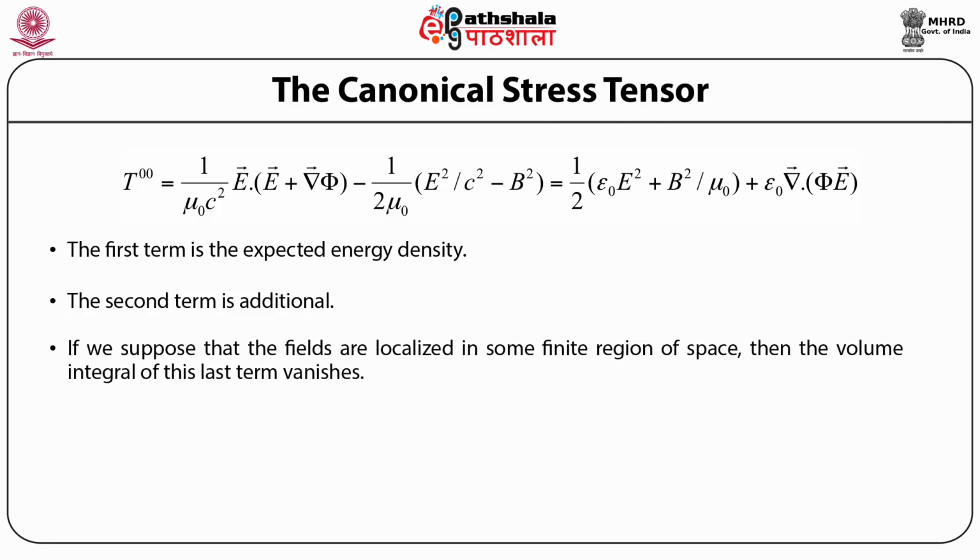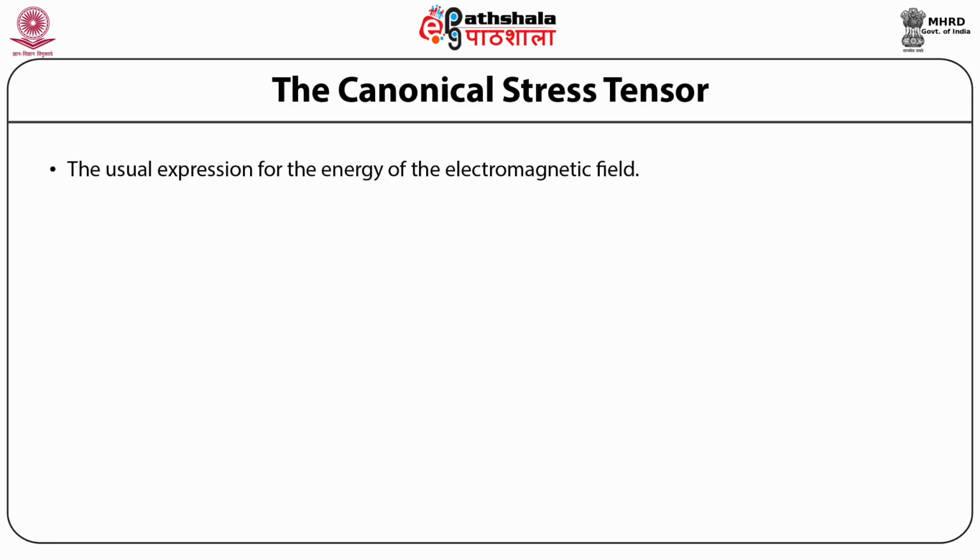And if we suppose that the fields are localized in some finite region of space, then the volume integral of the last term vanishes and thus we get ∫T^00 d³x equals 1/(8π) ∫(E² + B²) d³x, equals W_field. The usual expression for the energy of the electromagnetic field.